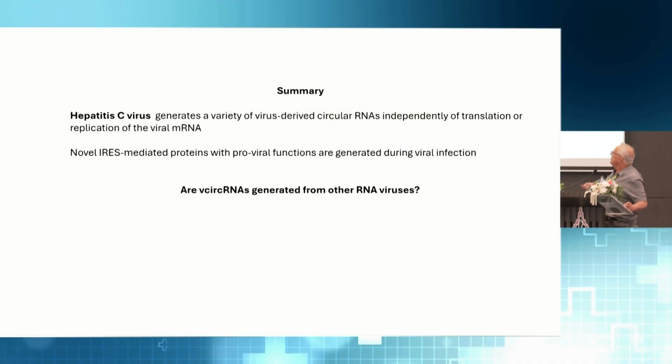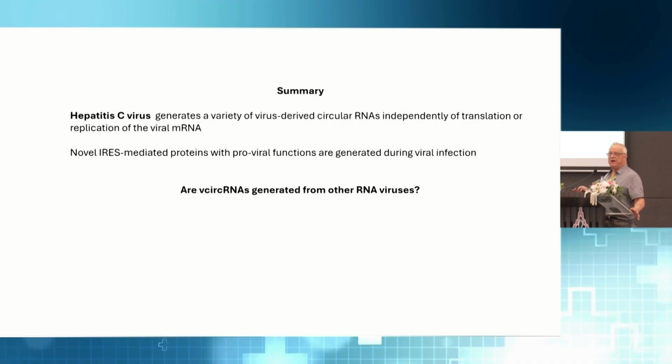Okay, so in summary to this point, we know hepatitis C virus makes circular RNAs, some make novel proteins, and they are very important for the virus to enhance their function. And we know RNase L is important for making them. At the very end of my talk, I will tell you why these circular RNAs are so important. But what I want to tell you briefly, two things.